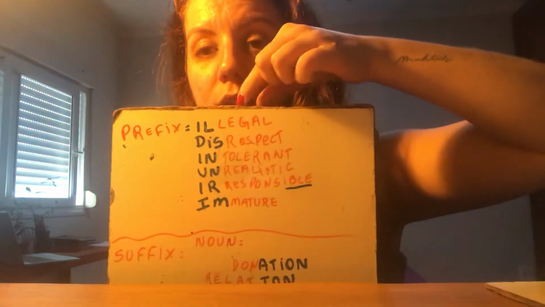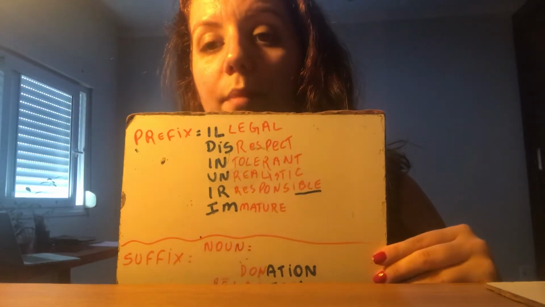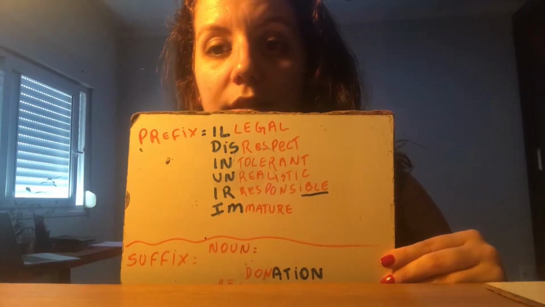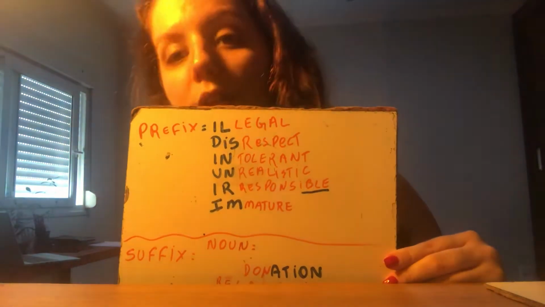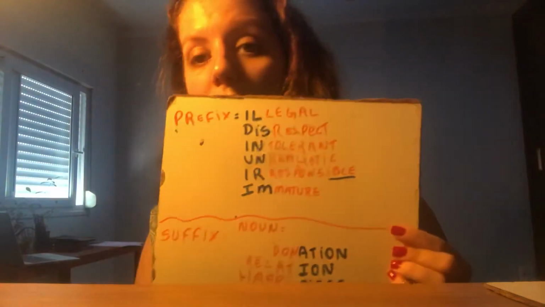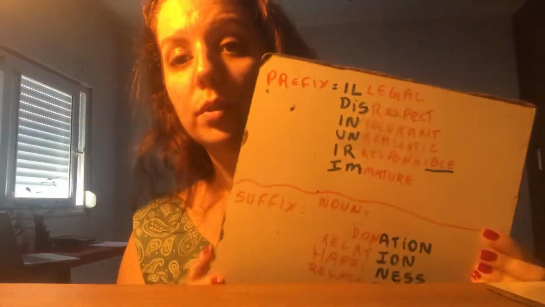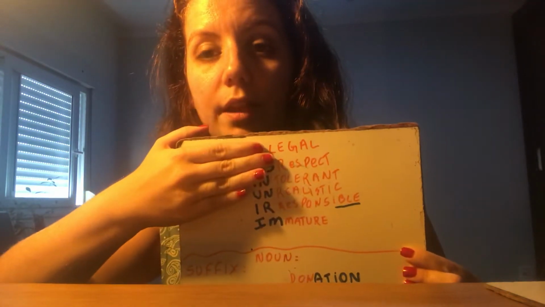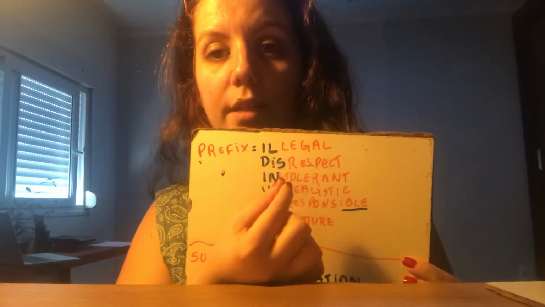So for example, legal, the prefix that goes together with legal is il. So the word becomes illegal. Respect is disrespect. Tolerance is intolerance. Realistic, unrealistic. Responsible, irresponsible. Mature, immature. And sometimes you have double M, double R, double L. This means that the word is legal, and the prefix is il, so that's why you have double L. You just put the words together, that's how you make this.